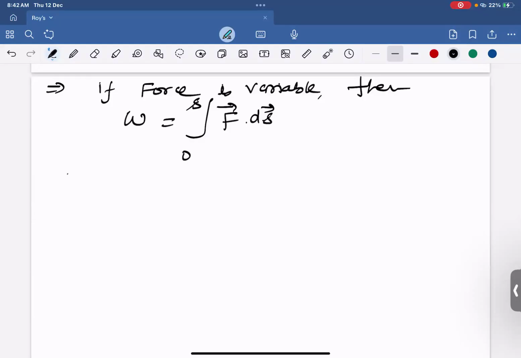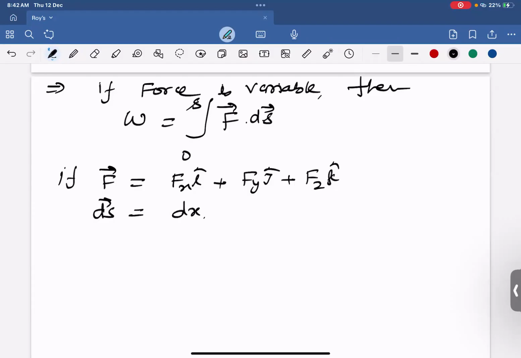Sometimes in this formula, the force is given in vector form, like suppose F is given as Fx, the component along the x-axis, Fy along the y-axis, and Fz along k, that is the z-axis. And displacement is also happening in that way. I can say dx is along the x-axis, dy is along the j-axis, and dz is along the z-axis, k cap.